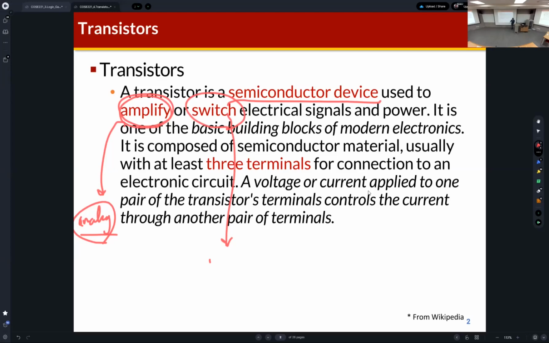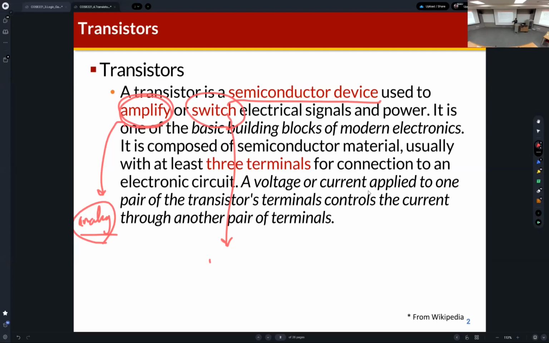What is switching? The switching operation of the transistor. For digital circuits, we exploit the switch-like operation of the transistor. And what is a switch? Like these switches. We can use switches for turning on or turning off a device, right? If we turn on the switch, the device is working. And if we turn off the switch, then the device is not working.